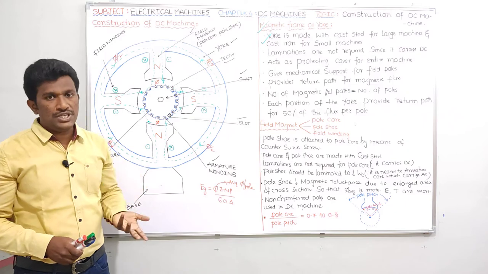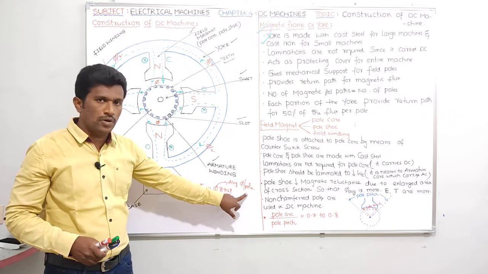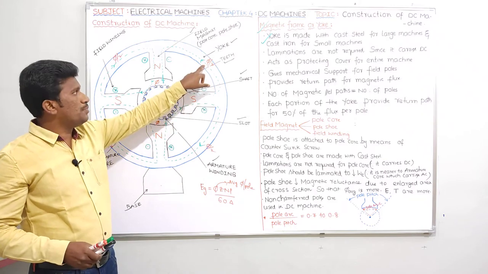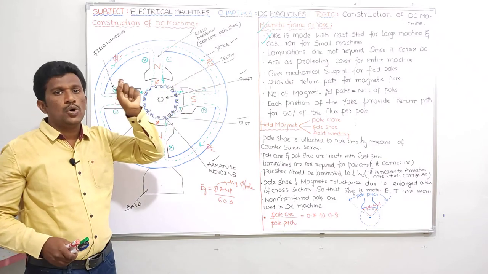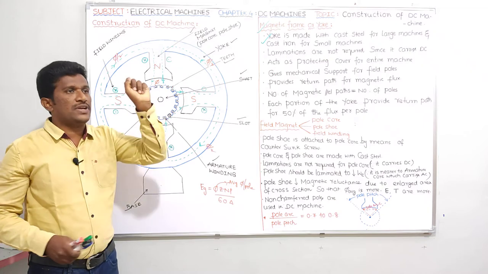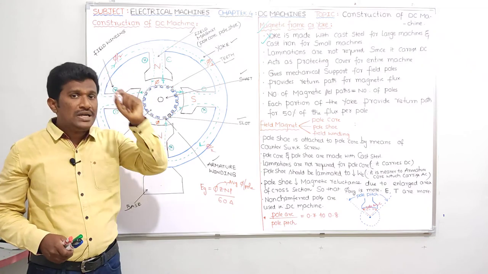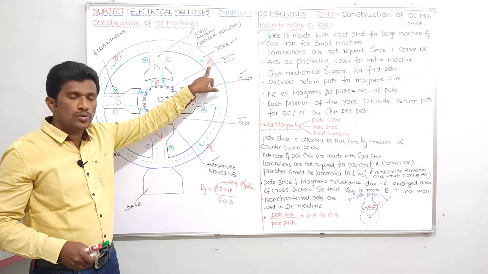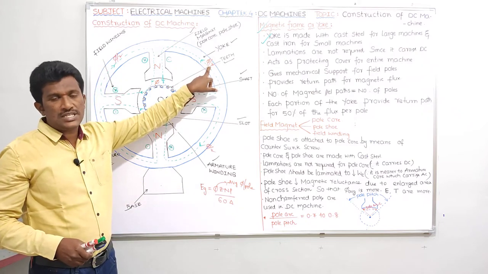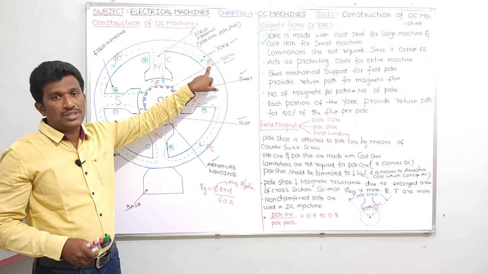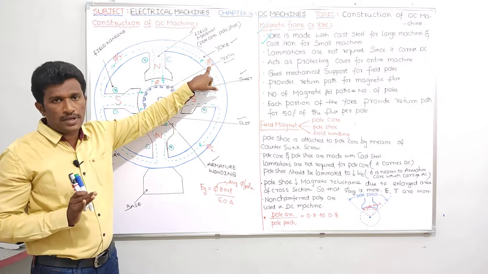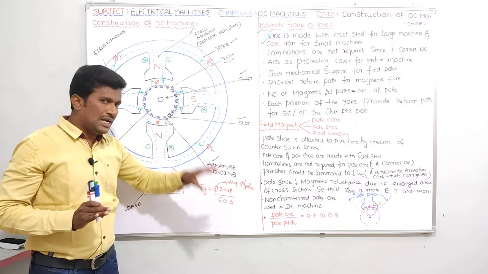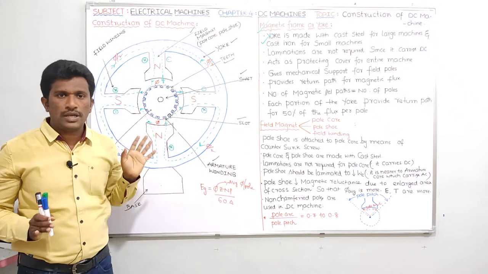Suppose instead of giving the average value of flux per pole, they give you a portion of the yoke, suppose some portion of the yoke carries this much flux. Don't take that flux as pi. That flux is only pi by 2. Yoke flux means it is not pi, it's pi by 2. That is the only thing I want to stress here. So if they give you directly the average value of flux per pole, you can directly take that value and substitute in pi. That is okay.